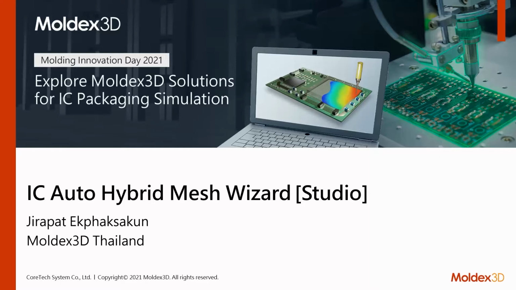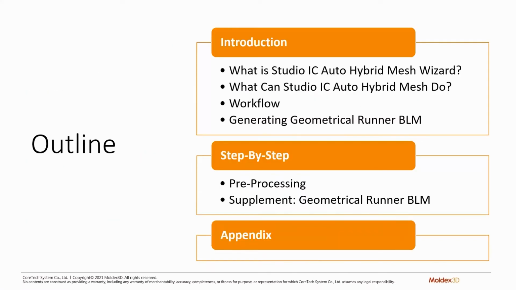For today's topic, I would like to talk about the IC Auto Hybrid Mesh Wizard on Studio. For the outline, we will start with an introduction about what the Studio IC Auto Hybrid Mesh Wizard is, what the Studio IC Auto Hybrid Mesh can do, and the workflow. When we are done with the introduction, we will demo the sample case step by step. For today, we have two sample cases. We will show you both the without geometry runner case and the with geometry runner case.